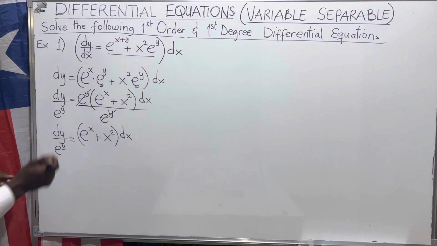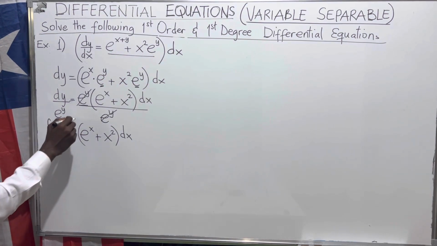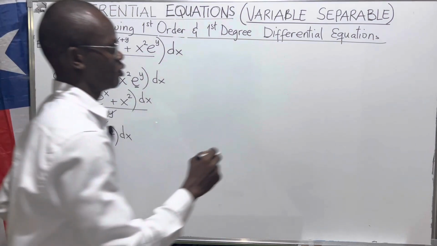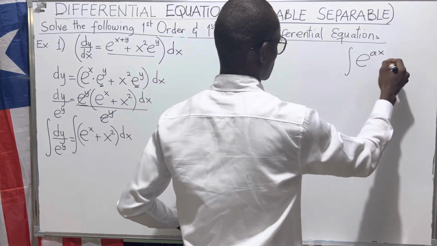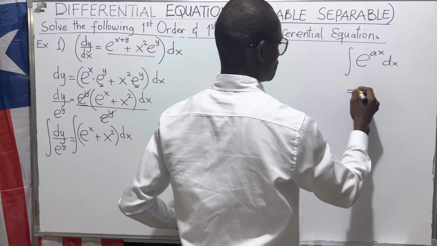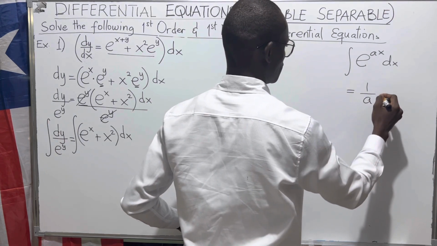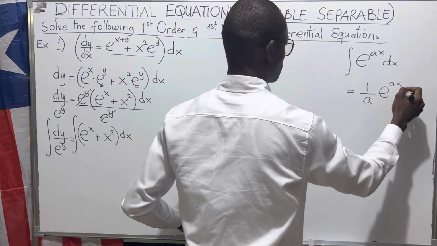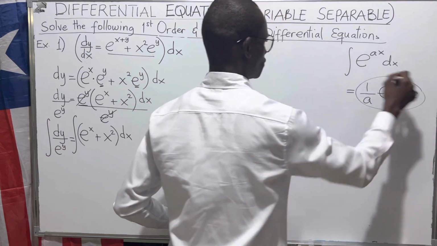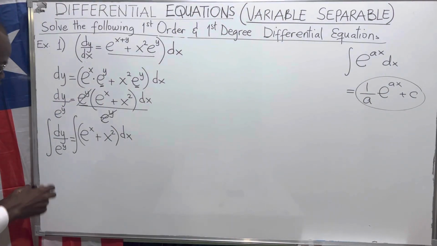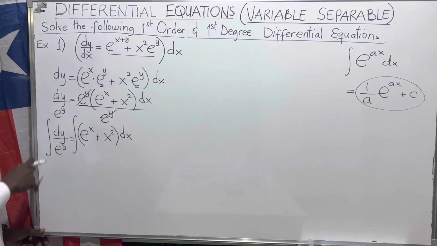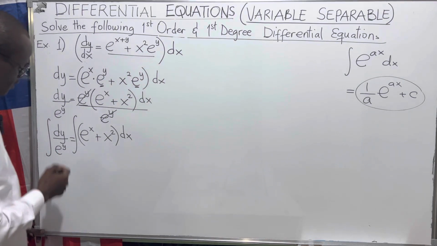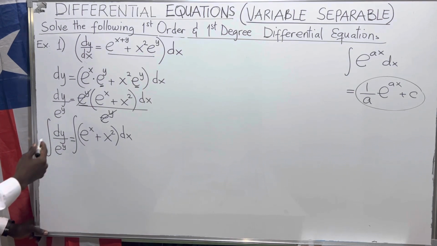Now we can integrate. So the rule here is that we should integrate both sides to find a general solution. Now we know that the integral of e raised to ax dx is just equal to 1 over a e raised to the power ax plus some arbitrary constant c. So that's one thing we know, and we want to apply that method here. Now we do not have an integral formula for the integral of dy by e raised to the power y.